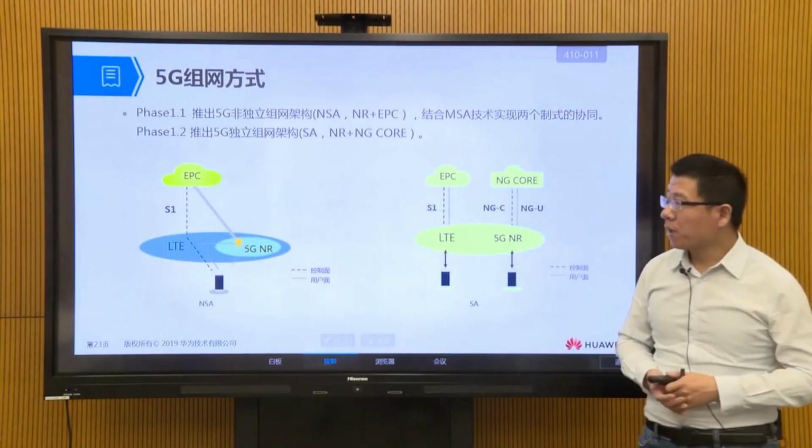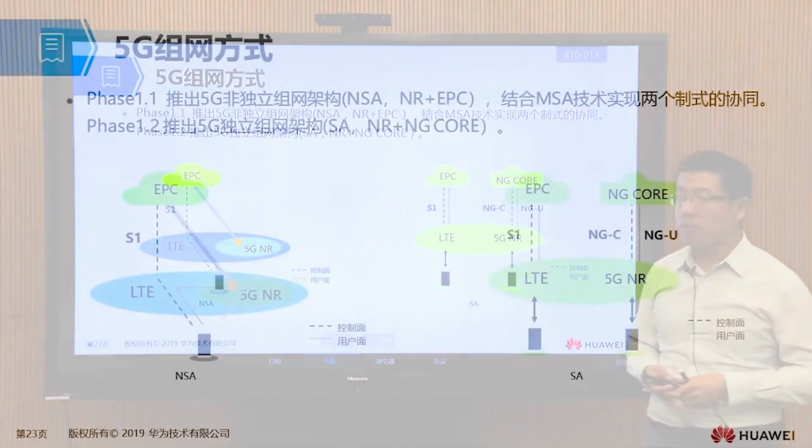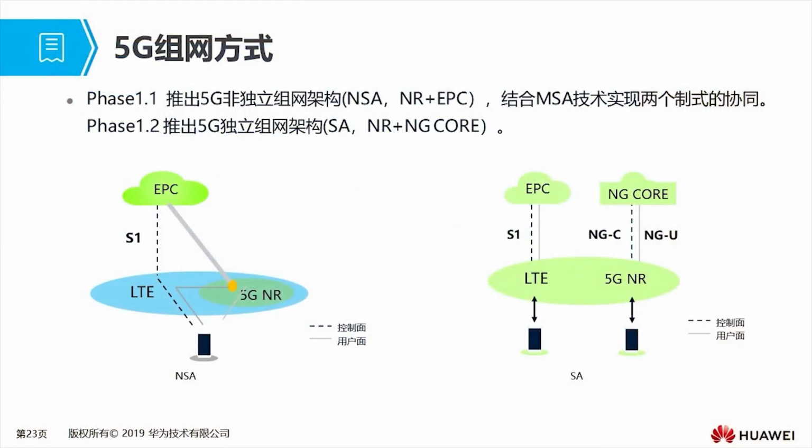When we were just discussing the R15 protocol of 5G, we mentioned two networking methods, right? One is standalone networking, the other is non-standalone networking. Actually, these two diagrams tell us what standalone networking is and what non-standalone networking is. That is the non-standalone networking in phase 1.1 and the standalone networking in phase 1.2.